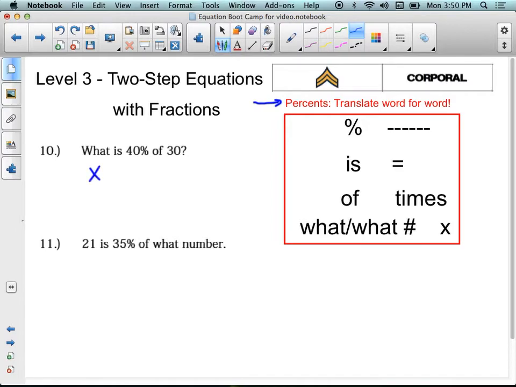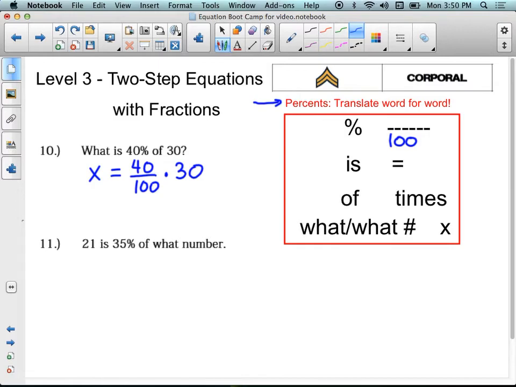What is 40%? Now this should say over 100 for percent. So I'm going to say what is 40%? So what is 40 over 100 of is times and 30. This is the equation. What, that's x, is equals 40%, that's 40 over 100, of is times, and 30. Just filling the numbers in.